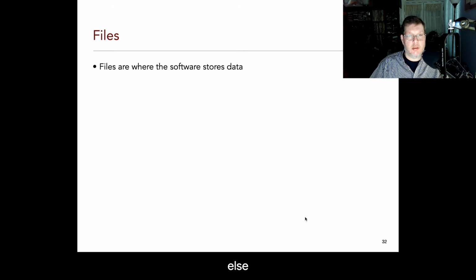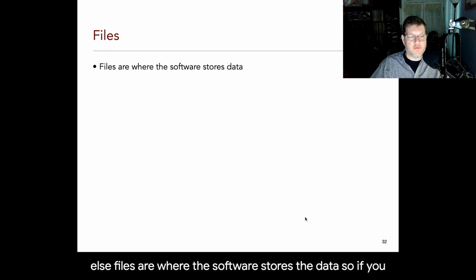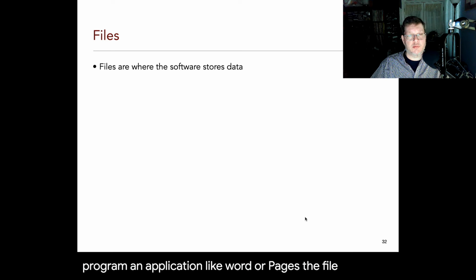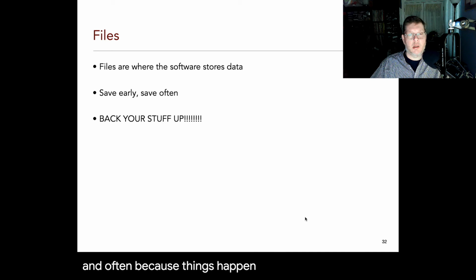Files. Files are where the software stores the data. So if you have to type a report for English class, you might use a program, an application like Word or Pages. The file is where that application stores that data. So save these files early and often because things happen.